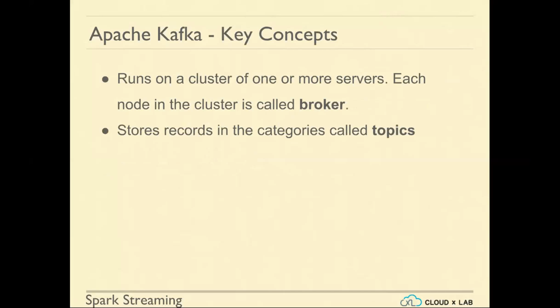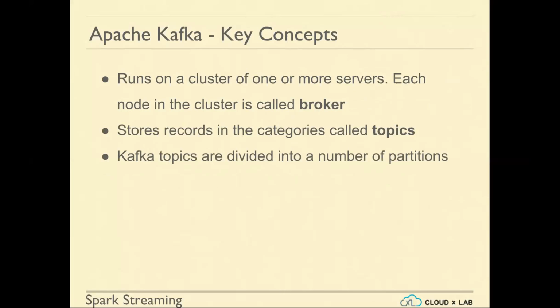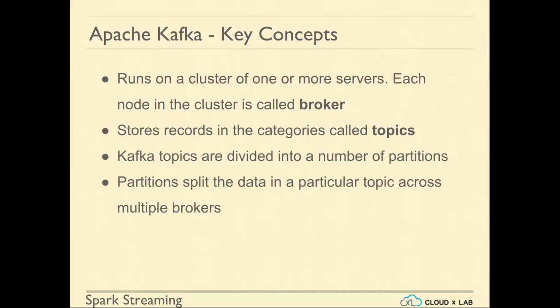It stores records in categories called topics. Under each topic, you can create your own topic, and you can write to it, and others can listen to it. Kafka topics are divided into a number of partitions. Just like we have RDD partitions, similarly we have partitions in Kafka, and partitions split the data in a particular topic across multiple brokers, right? So that the work can be divided onto multiple machines.